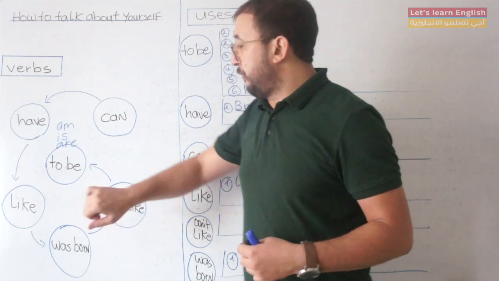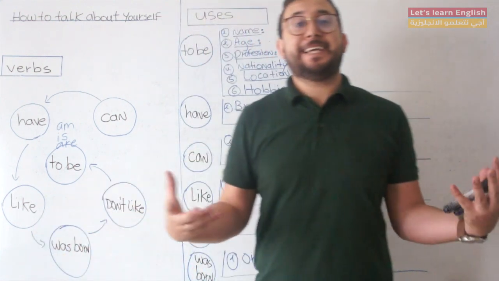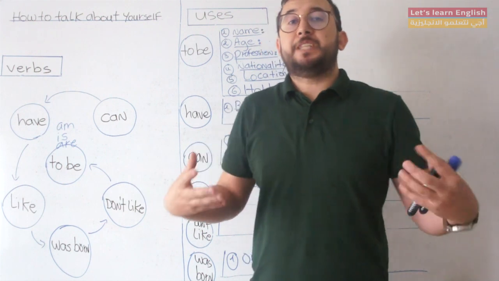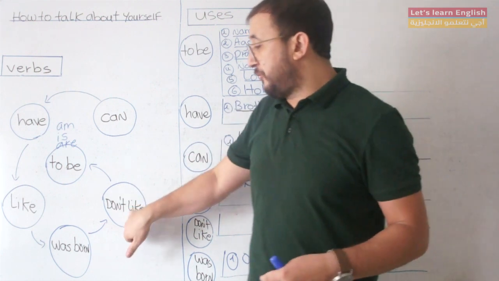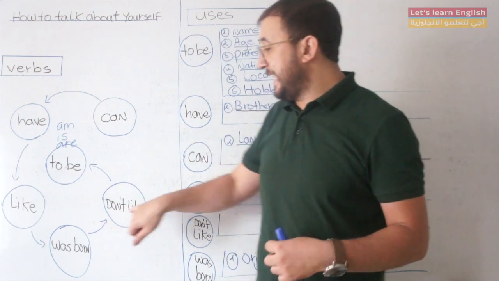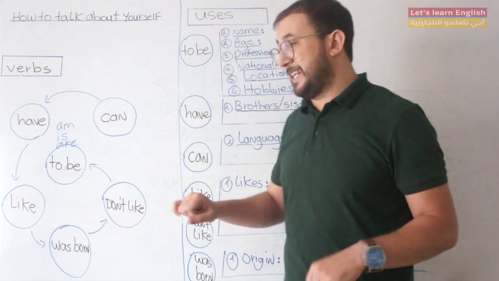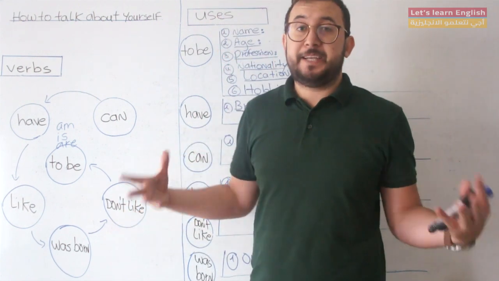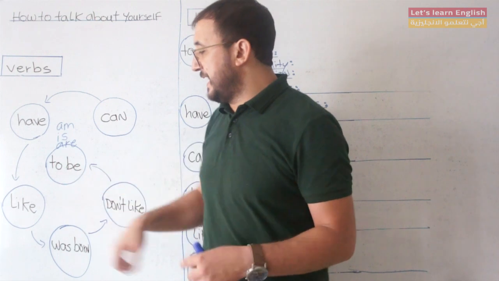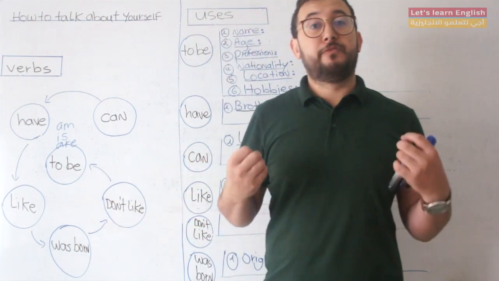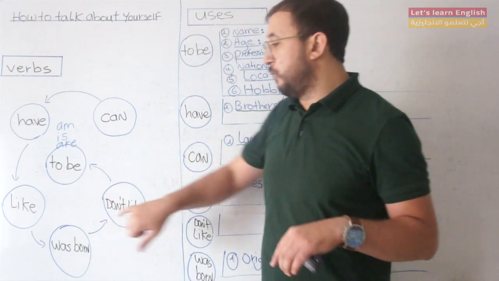And the fourth verb is like. يعجبني. I like. Negative form, يعني نفي ديال I like is I don't like. I don't like. ما كيعجبنيش. وغنتكلموا كذلك على past form of verb to be. الماضي ديال verb to be was.